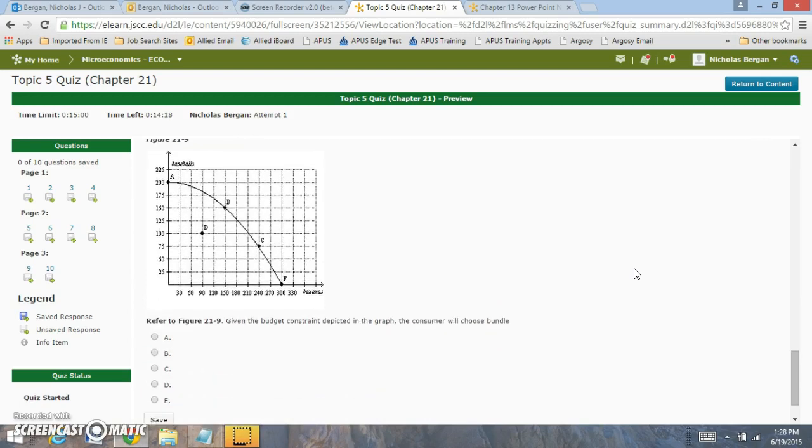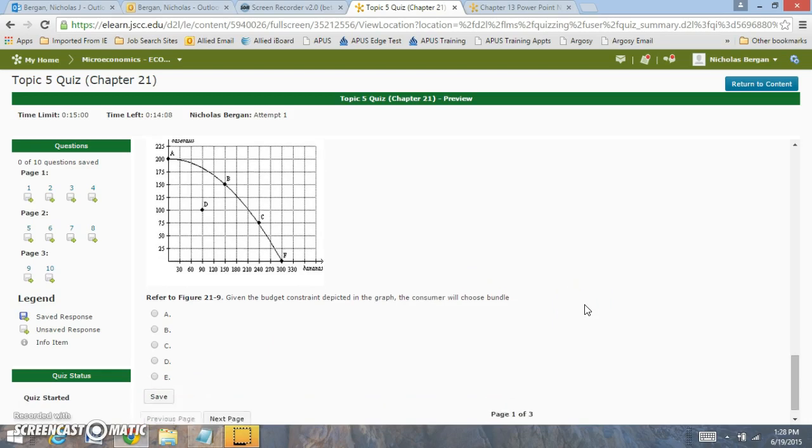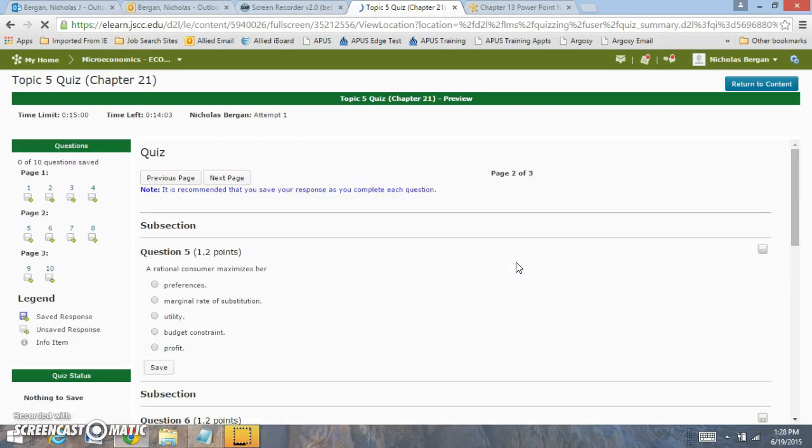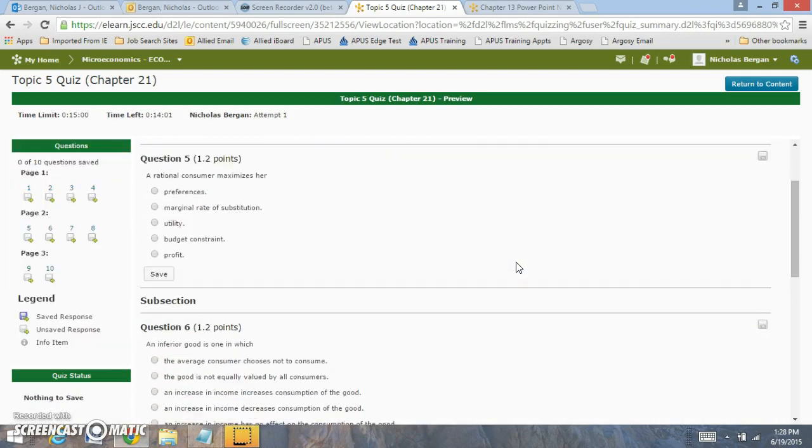Question 4, given the budget constraint depicted above, the consumer will choose what bundle? So A, B, C, D, or E. Which bundle will they choose? A rational consumer maximizes what? What does a rational consumer maximize?